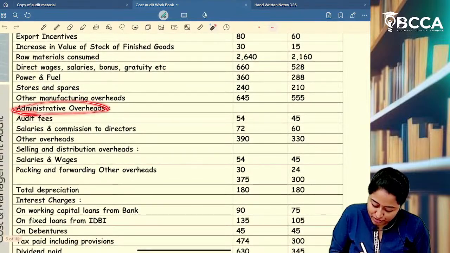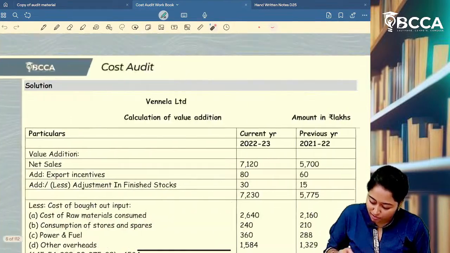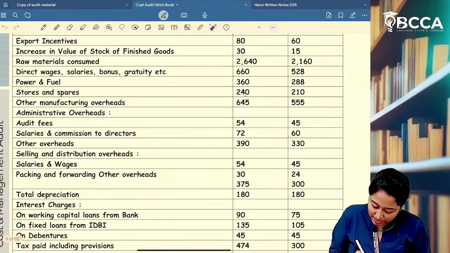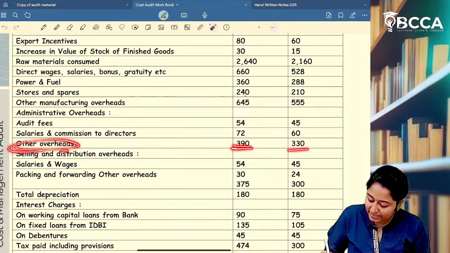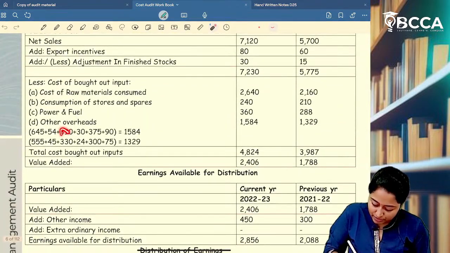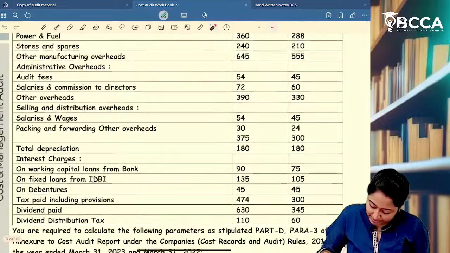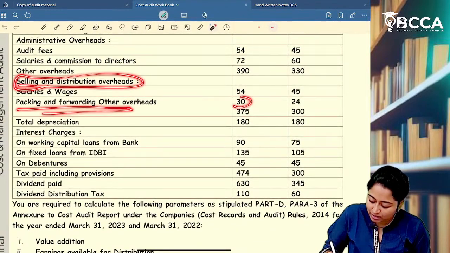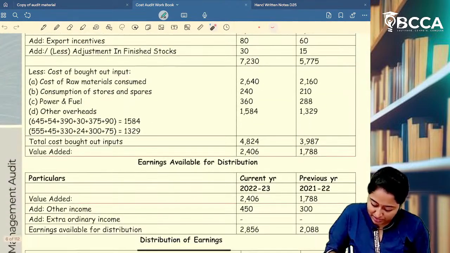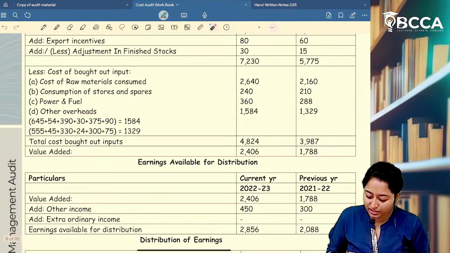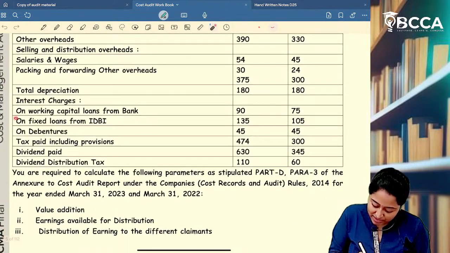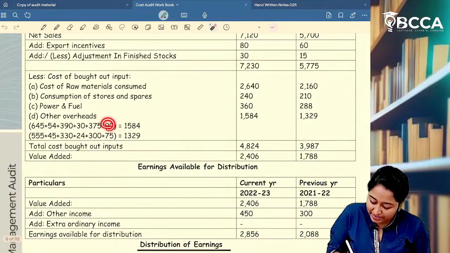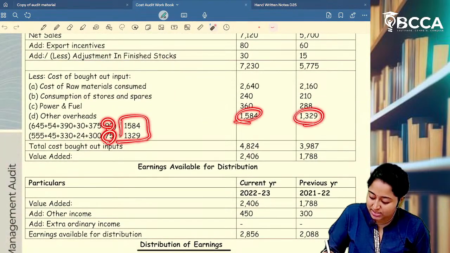And then administrative overheads, audit fees 54 and 45. And after that, other overheads 390 and 330. And then after that, in selling and distribution, packing and forwarding, and other overheads 30 and 375. And then after that, working capital loans from IDBI 90 and 75. Total, and that total is taken here.